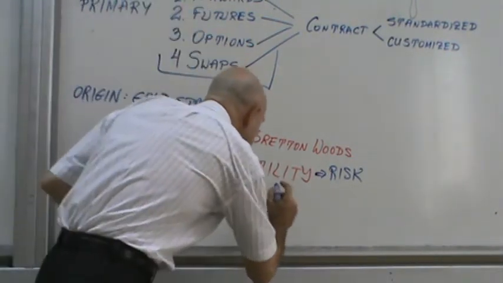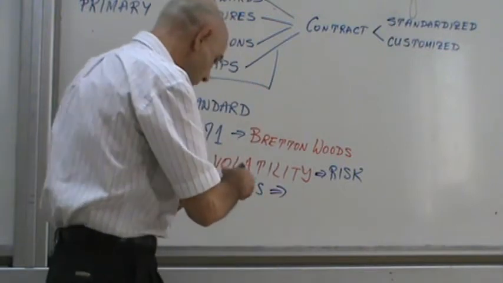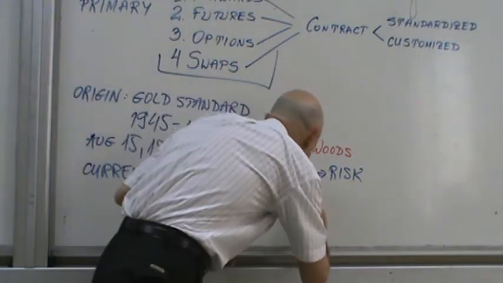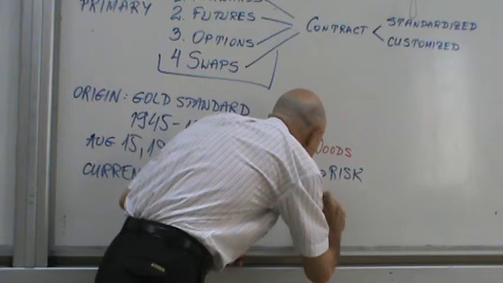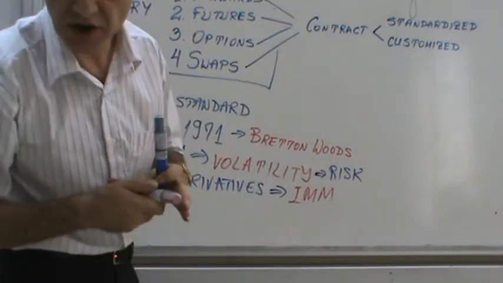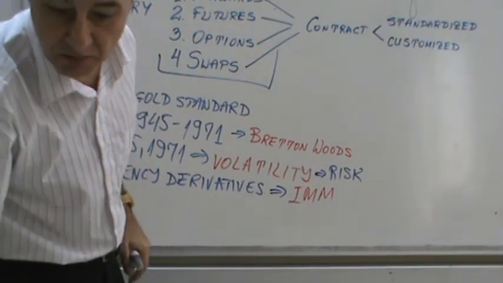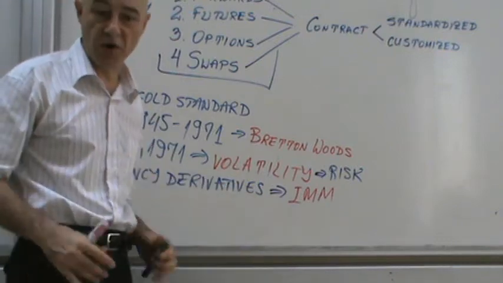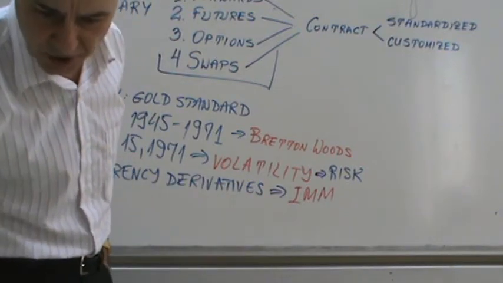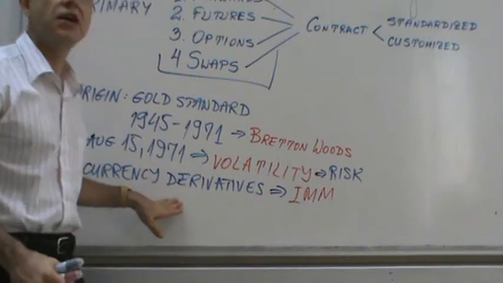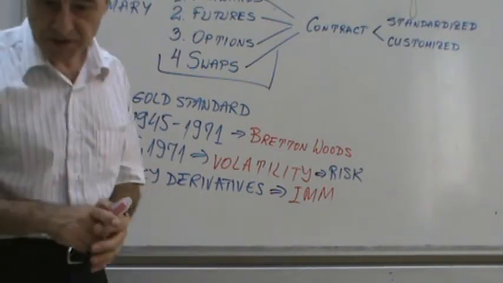They called it, back then, IMM, standing for International Monetary Market. International Monetary Market, where you got the first currency derivatives.